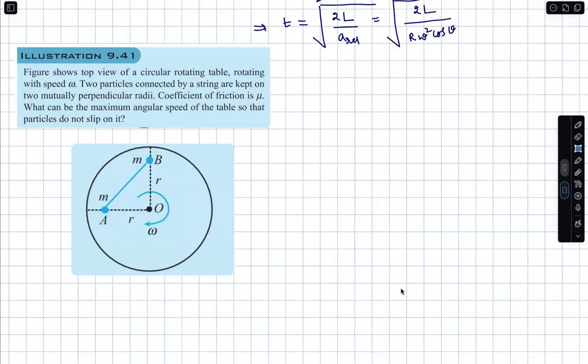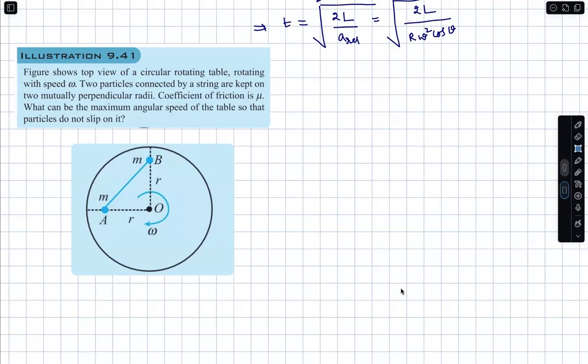The figure shows the top view of a circular rotating table rotating with angular speed omega. Particles are connected by a string and kept on two mutually perpendicular radii. The coefficient of friction is mu. What can be the maximum angular speed of the table so that the particles do not slip?